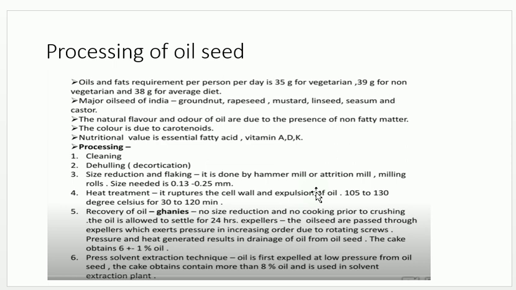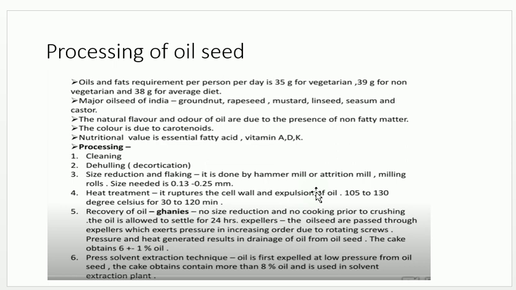Coming to the processing of oil seed, it is carried out by the following operations: cleaning, dehusking, that is removing the husk of seed, also called decortication, and size reduction and flaking. Size reduction is done in order to get proper heat treatment. Seed size should be around 0.13 to 0.25 mm.